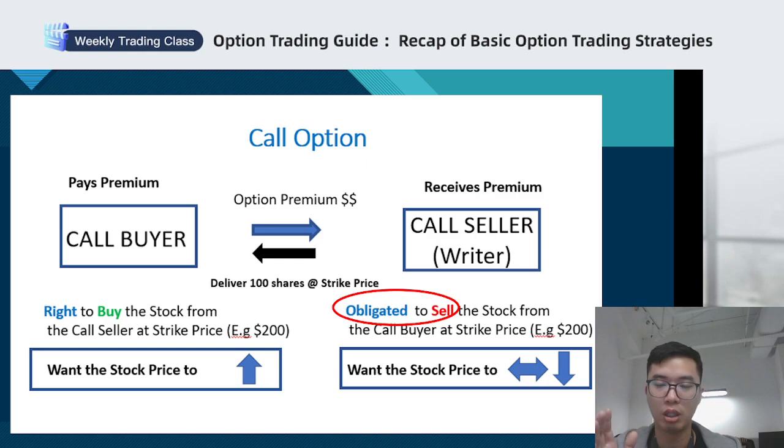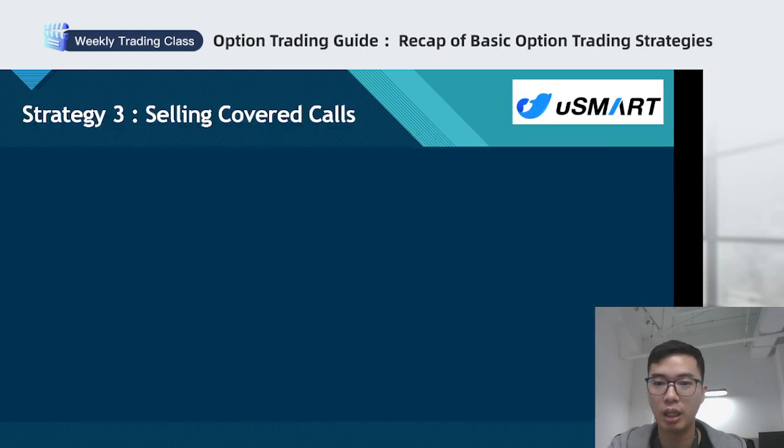So you can see what it means to sell the stocks: if you become a seller, you have to sell your stocks. You can see it as you want to take profits because you want to sell the stocks. You own the stocks and you want to sell them. So you can become a call seller when you sell the stocks at a certain price. So let me explain further in the next part, which is strategy 3, selling covered calls.